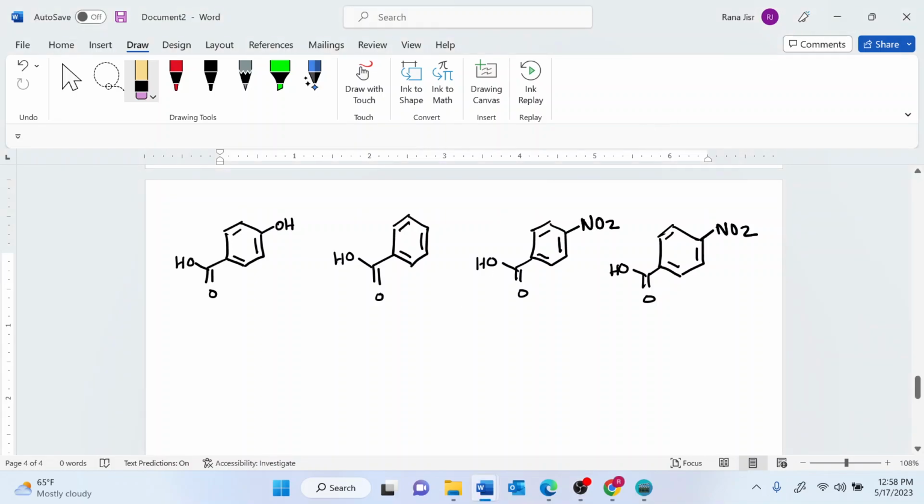Let's arrange these compounds in order of decreasing acidity, meaning from the most acidic to the least acidic. Now, the first thing that we do is we choose the acidic hydrogen. And the acidic hydrogen is going to be next to the oxygen of the carboxylic acid. So all of those hydrogens that I am highlighting, these are going to be my acidic hydrogens.